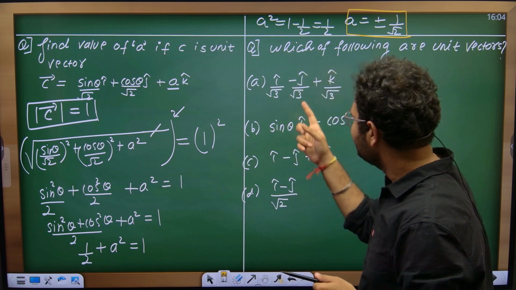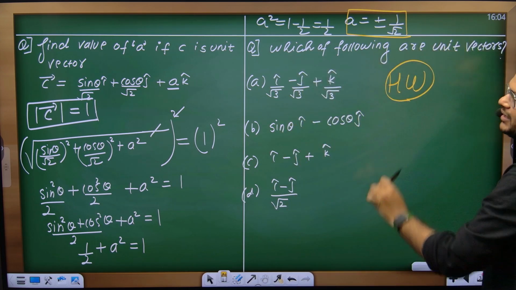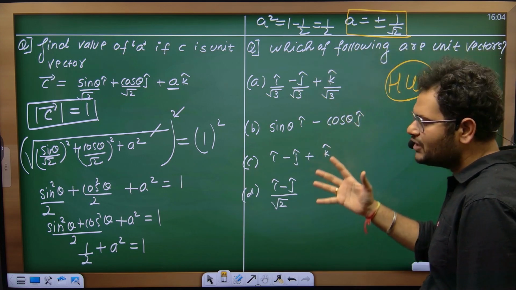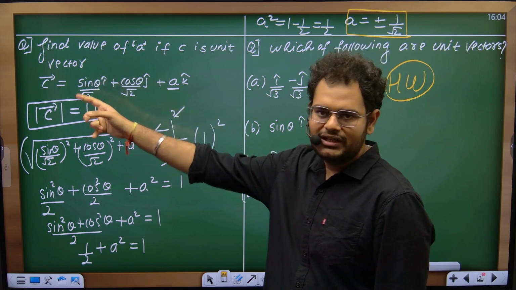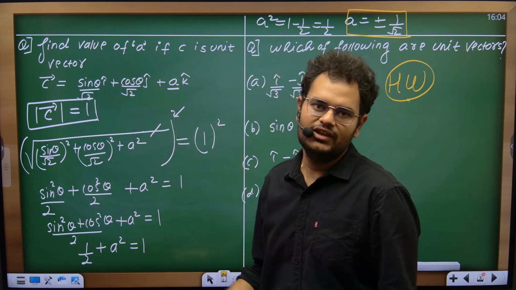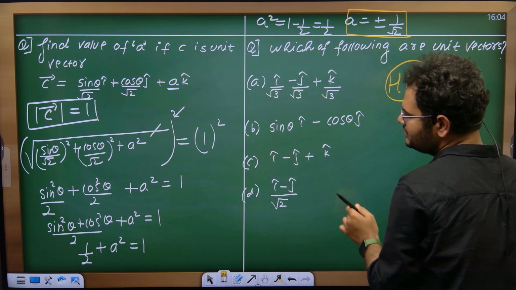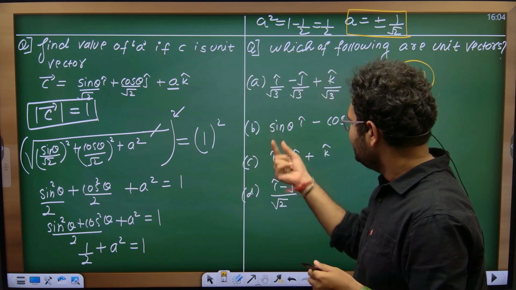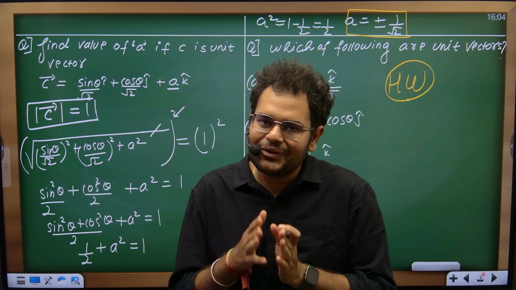Now this one is for your homework, and you have to comment. Which of the following vectors are unit vectors? How to test whether they are unit vectors or not? By this property, that if the magnitude is 1, then it is a unit vector. If not, then they are not unit vectors. So these are the 4 vectors. You have to tell in the comment section which vector, AB or AC or AD or all, are unit vectors or not. Okay, keep studying.